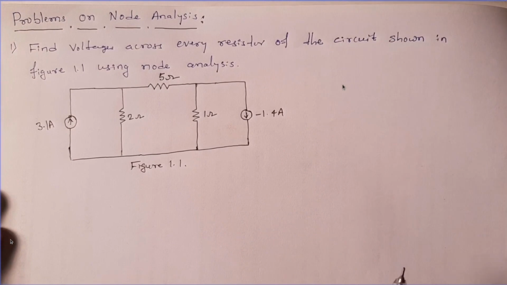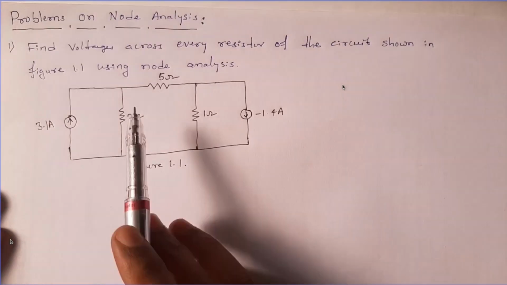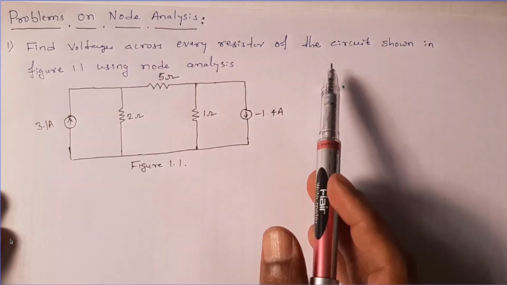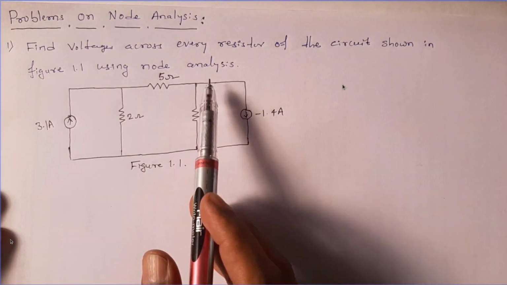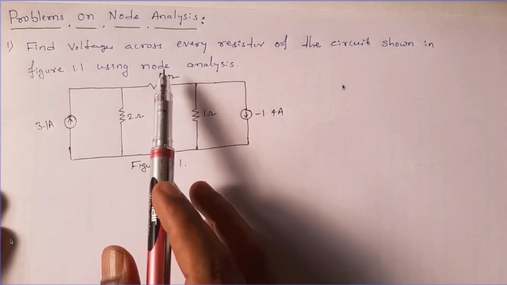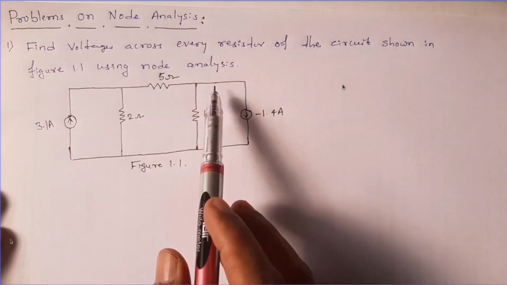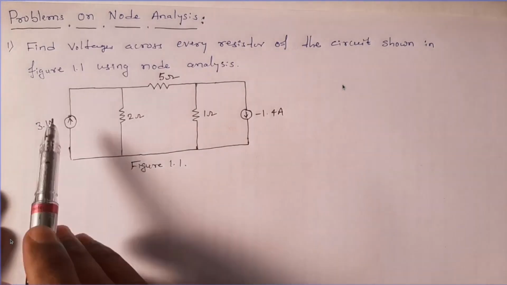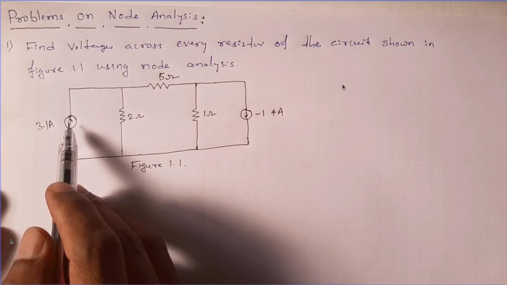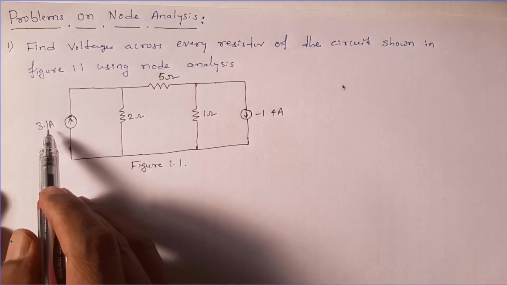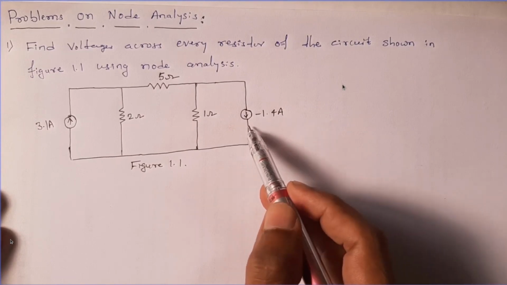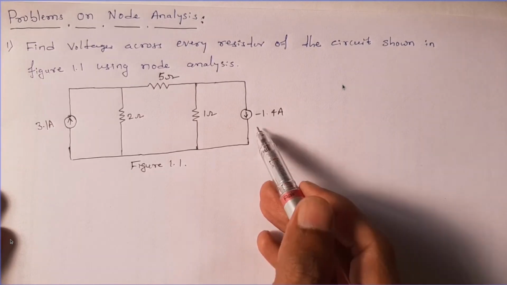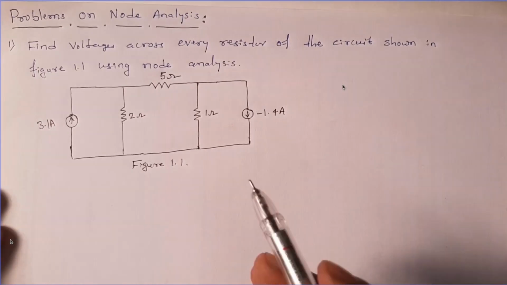The given problem is this: find voltages across every resistor of the circuit shown in figure 1.1 using node analysis. So using node analysis we are supposed to find the voltage across every resistor. How many resistors are there? Here there are 3 resistors. I have considered one current direction upward, whose value is 3.1 ampere, and another current direction downward whose value is minus 1.4 ampere. The meaning is this current direction is also upward, but sometimes it will be given like this. Okay, so let us go for the solution of this.